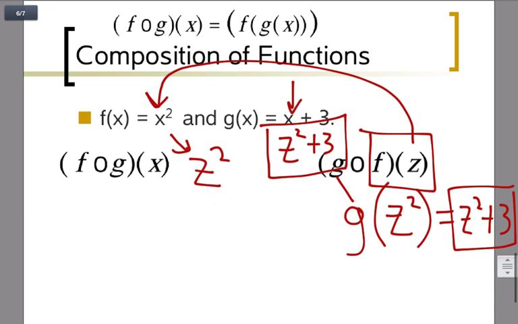So all it is, again, just like we did with the numbers, is you take your variable, plug it into whichever letter is closest, and then whatever that answer was, this z squared, you plug it into the other, wherever there's a variable in the second one. So there was an x there, I replaced it with my z squared.